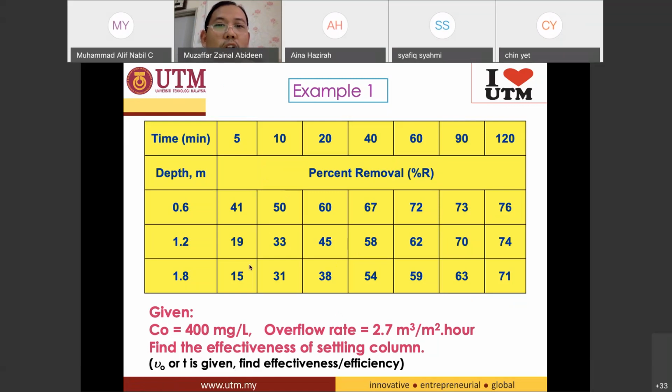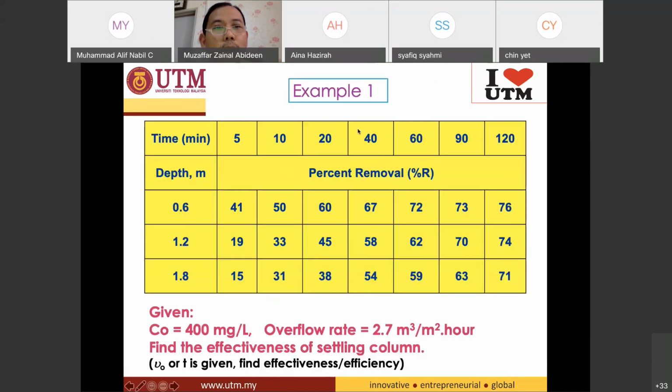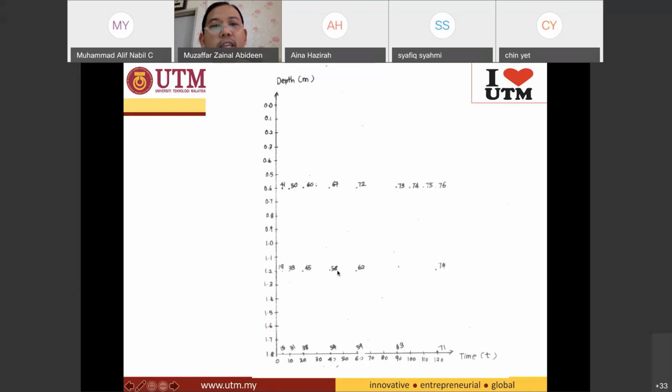Plot the graph like this. We can always check whether it's correct or not. At time 40 minutes, height 1.2, the percentage removal is 58. Is it true? 40 minutes, 1.2. So yes, 58%. That's correct. I hope that this lecturer has already labeled the points correctly.